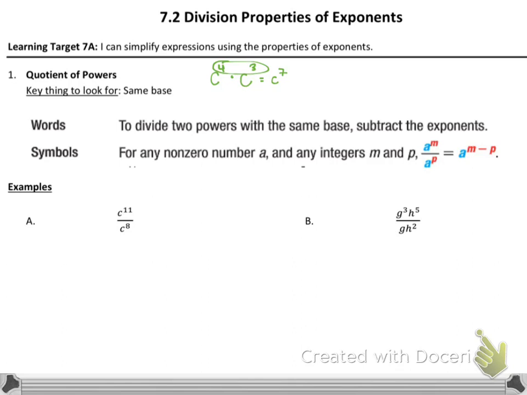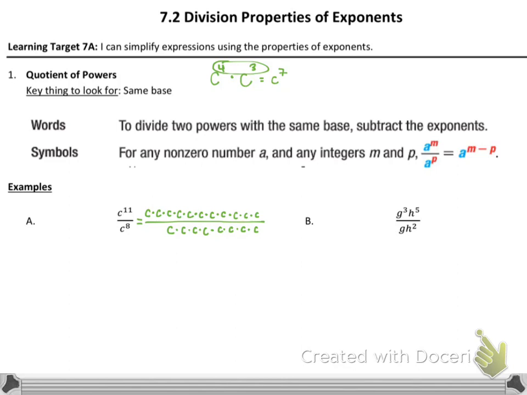When we have the same base and we see a division problem, like an example A, c to the 11th over c to the 8th, if I were to expand both of those exponents, on the top we have 11 c's being multiplied to one another, and then in the denominator we have 8 c's being multiplied to the denominator.